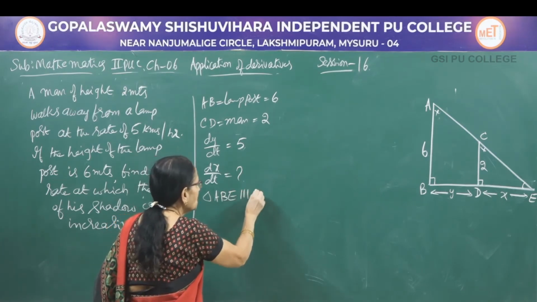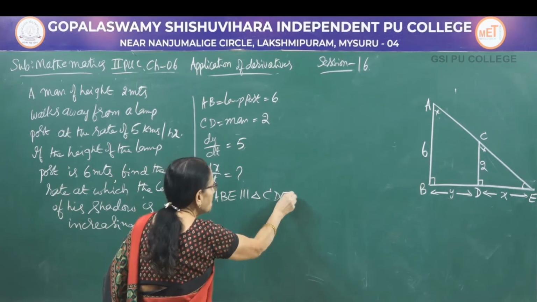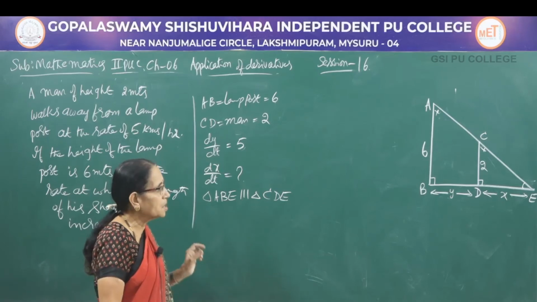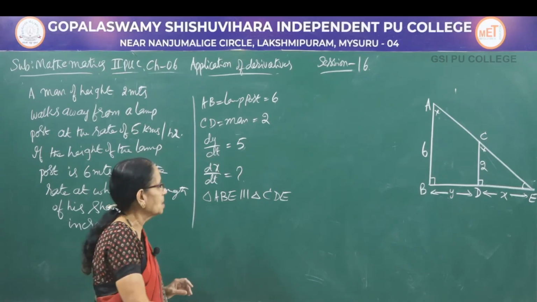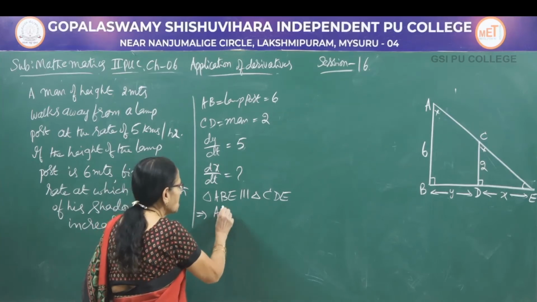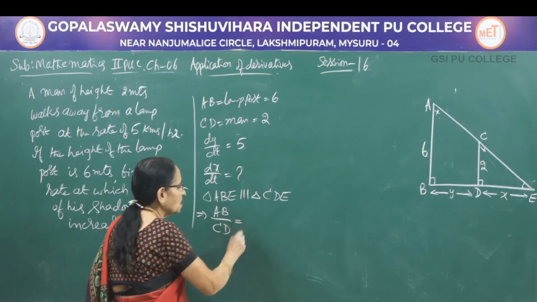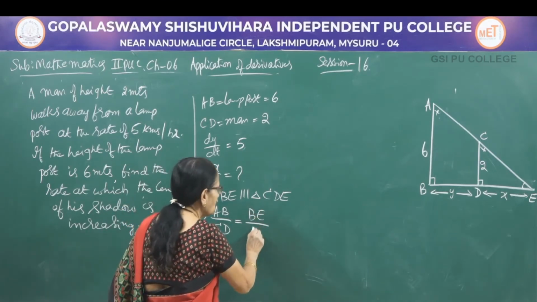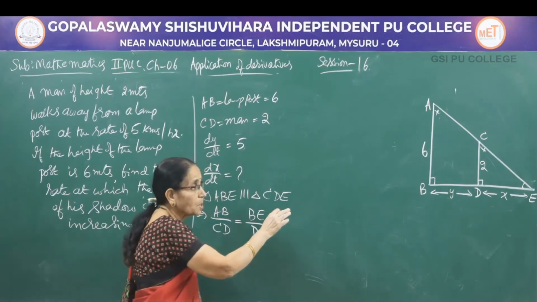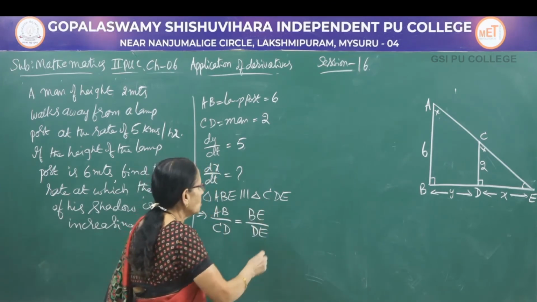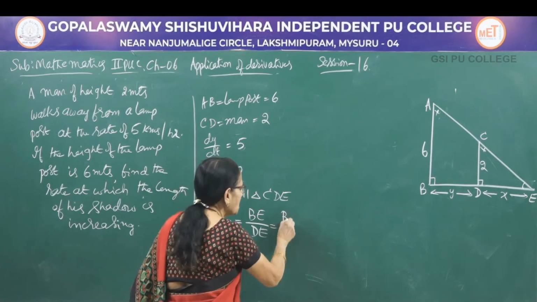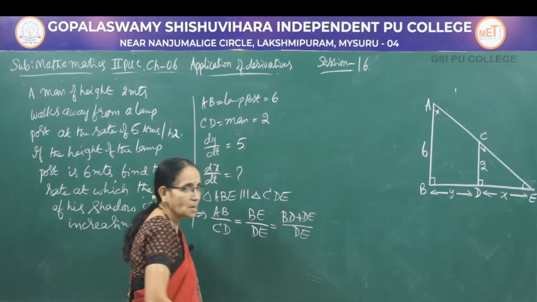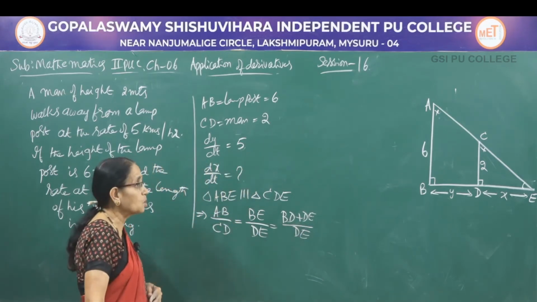ABE is similar to triangle CDE because they are equiangular. That is why I mark the angles there. They are equiangular, therefore they are similar. That implies that AB divided by CD, the corresponding sides, is equal to BE divided by DE. Don't take BD. BE is the side of the triangle. Now BE, look at the figure there. It is BD plus DE divided by DE. Correct?